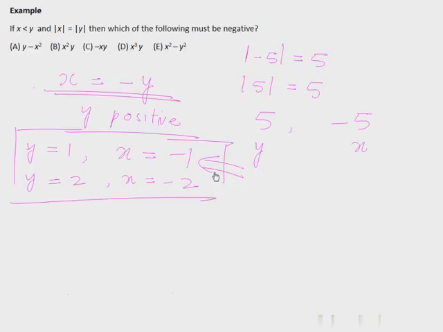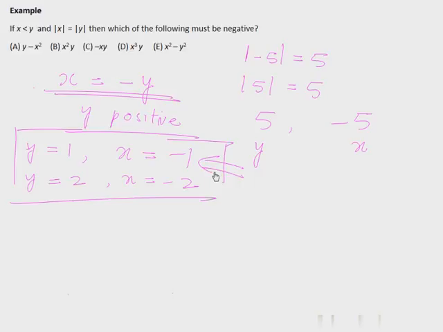How about x squared y? Well, x squared has to be positive because every number squared is positive. And I know y is positive. So x squared into y is positive. That rules out B. Minus xy. Well, x into y is negative because x is negative and y is positive. So minus xy is going to be positive.